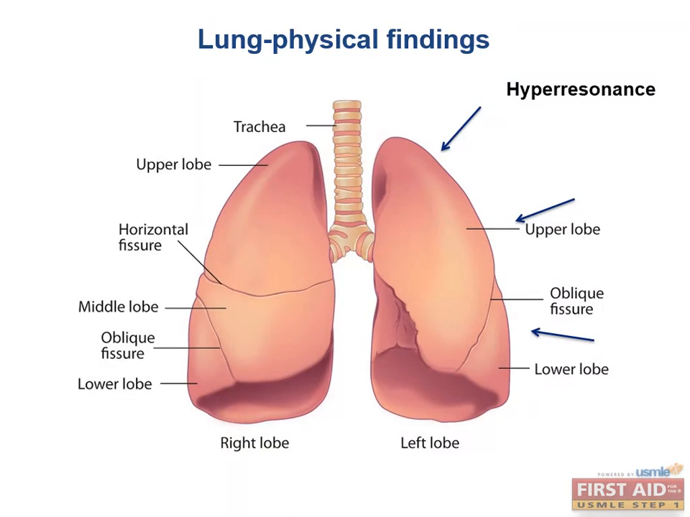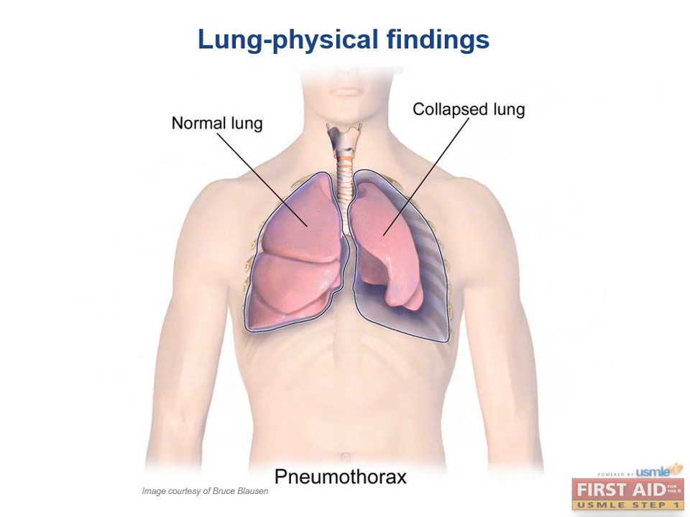We'll talk more about pneumothorax soon, but this is a situation where you have a collapsed lung. This is really the only condition where you expect to see hyperresonance. See how the collapsed lung causes a hollow space in the chest cavity. In spontaneous pneumothorax, the trachea tends to deviate towards the side of the collapsed lung.